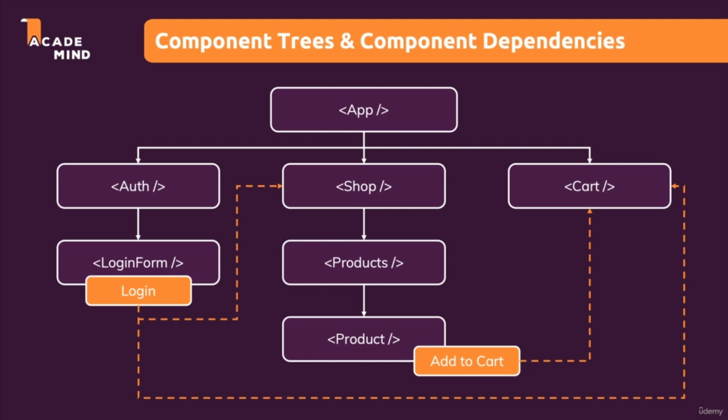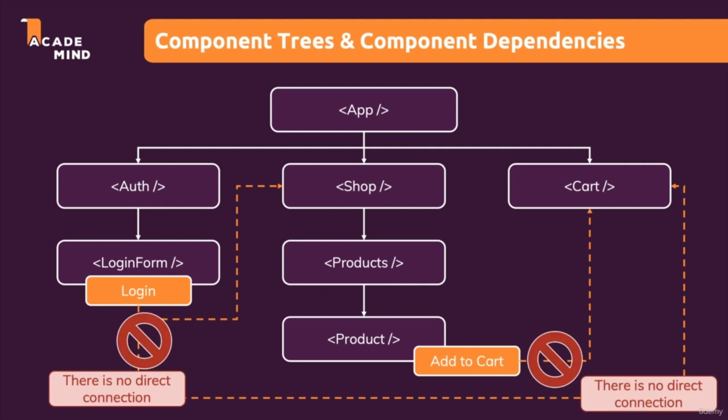But since the product is a direct child of products, which is a child of shop, which is a child of app, and since the login event happens in the login form, which is a child of auth, which is a child of app, we don't have those direct connections to the other components where the data might be needed.